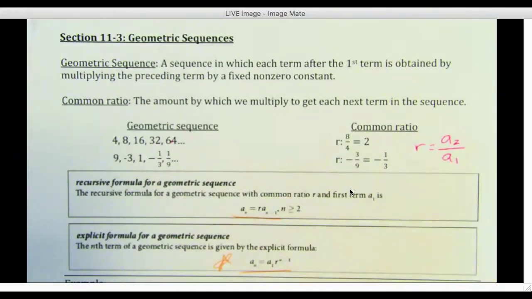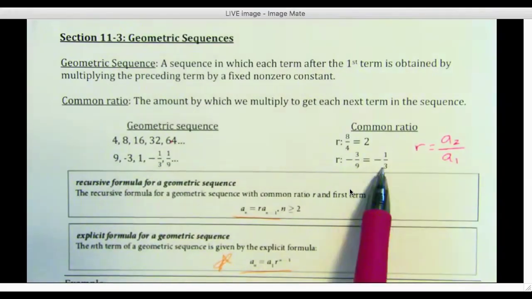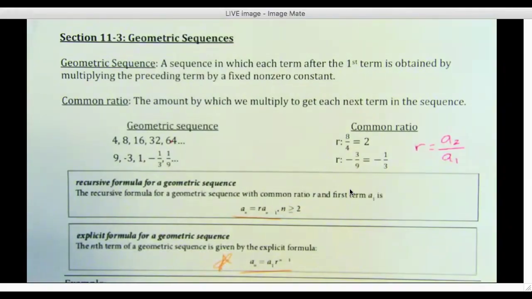These numbers can also get smaller. They can also alternate signs. So if I have 9 times negative 1/3 would be -3, times negative 1/3 would be 1, times negative 1/3 would be negative 1/3, times negative 1/3 would be 1/9. Our common ratio is negative 1/3.